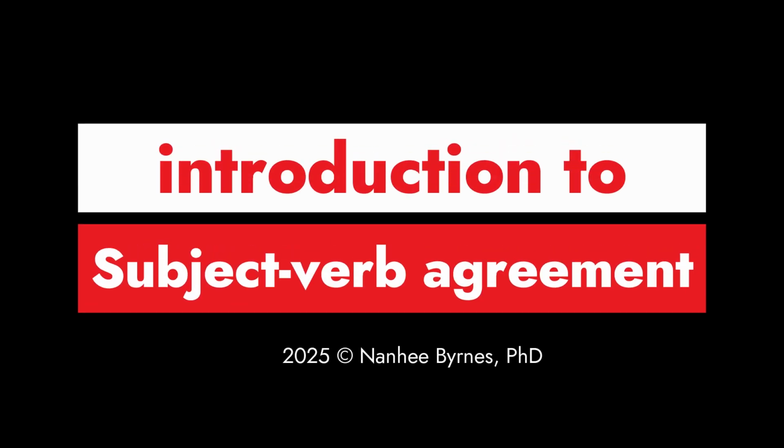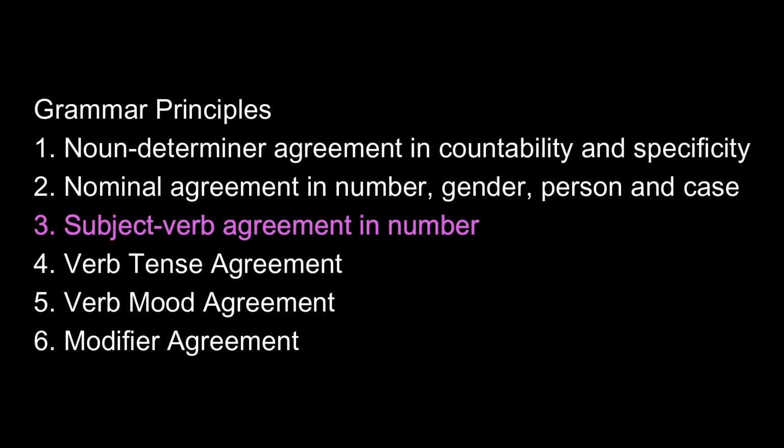Subject-verb agreement is a fundamental rule in English grammar. The subject of a sentence must agree in number with the main verb, known as the predicate. In simple terms, singular subjects require singular verbs, and plural subjects require plural verbs. While the rule looks straightforward, certain situations make it more complex.